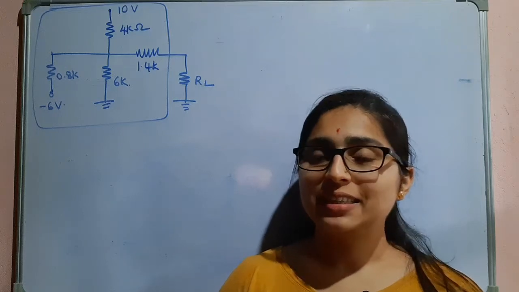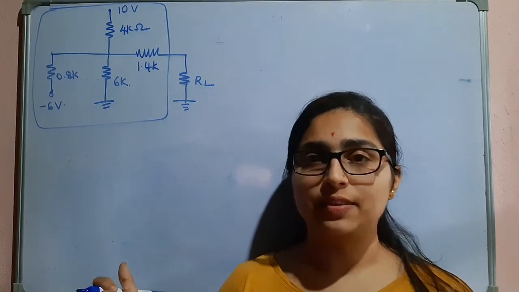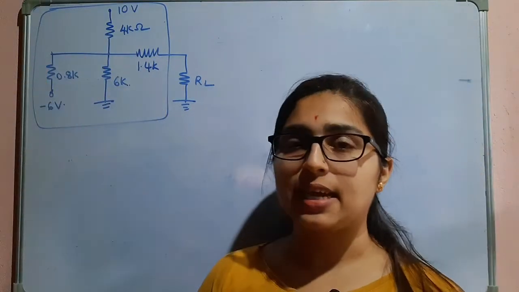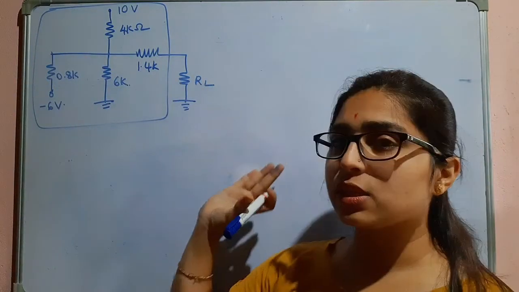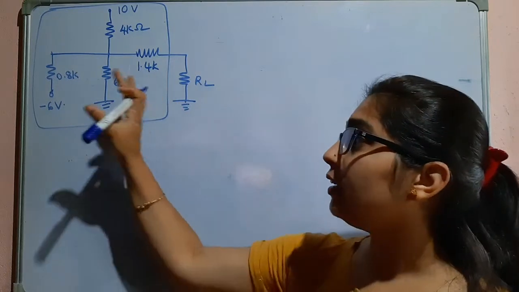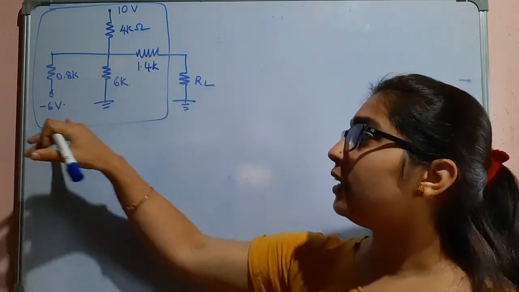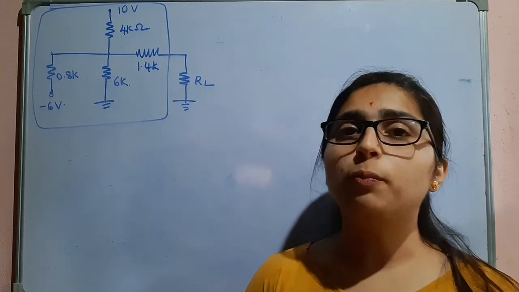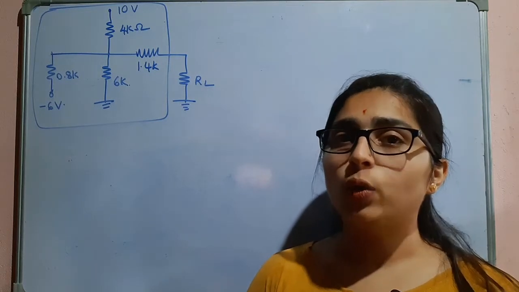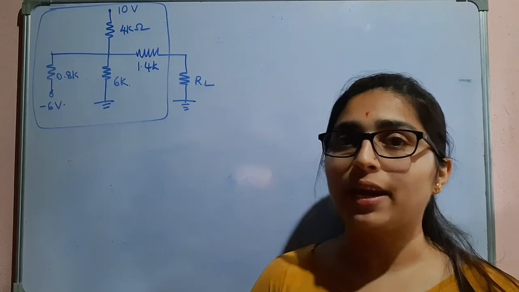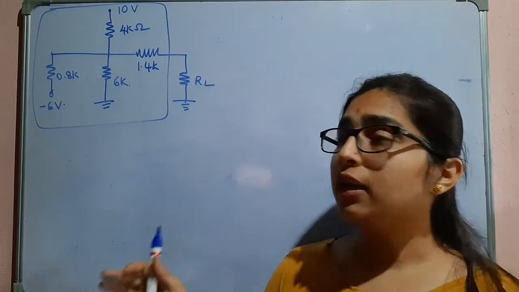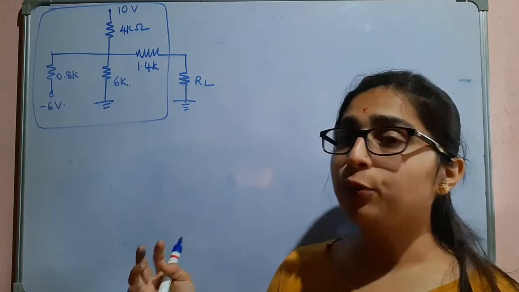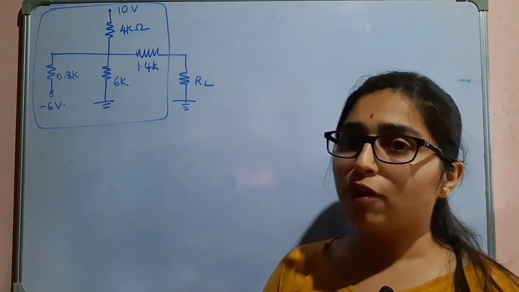Hello everyone. In this question we have to find the Thevenin's equivalent for this portion which is given inside the box. We are excluding RL always, and here you can see that there are two independent sources. Till now we have solved problems which consisted of only one source for finding the Thevenin's equivalent. But here we have two sources, and let us see how to solve this type of problem.